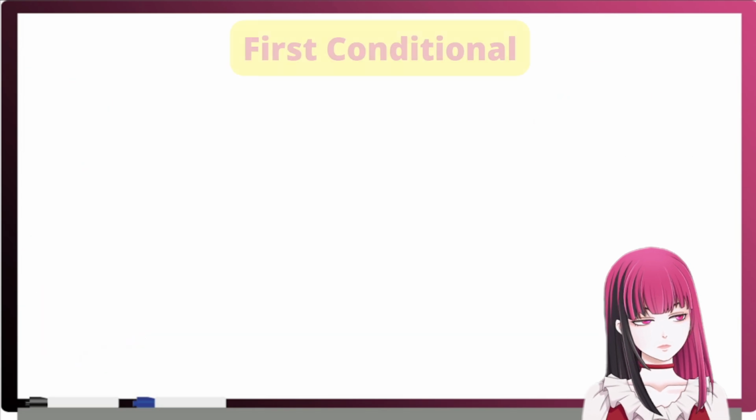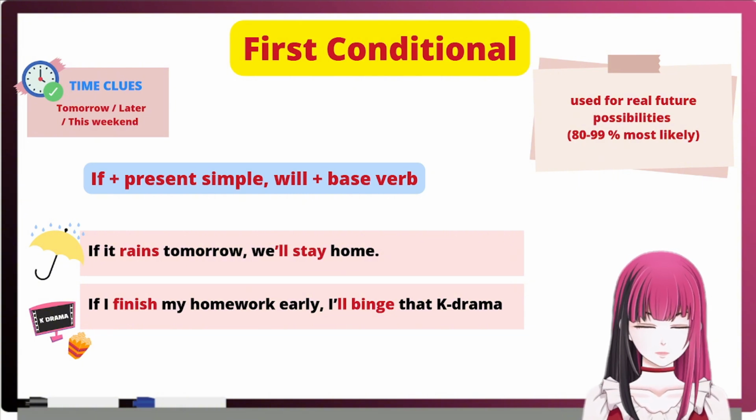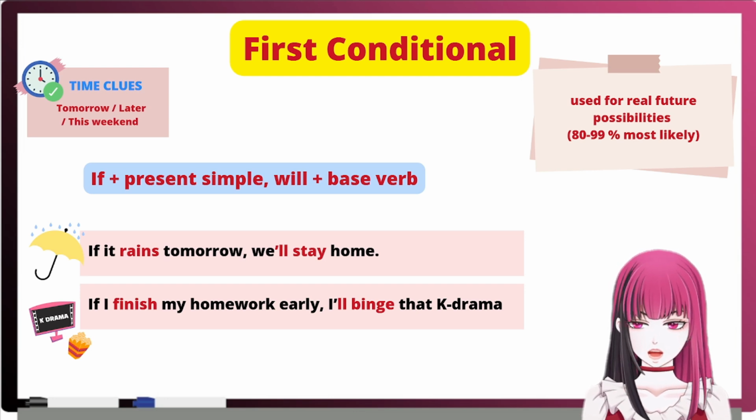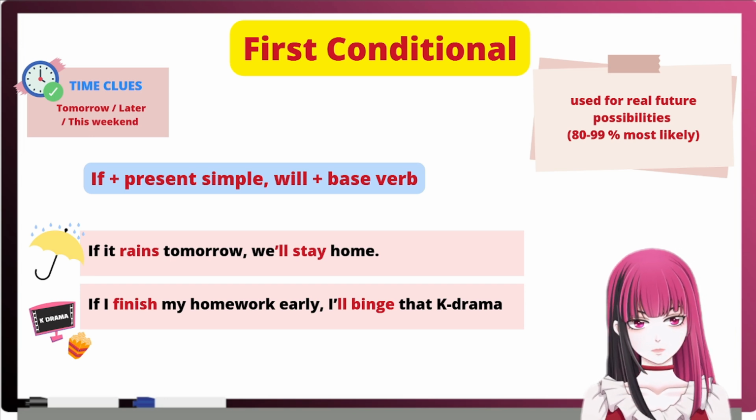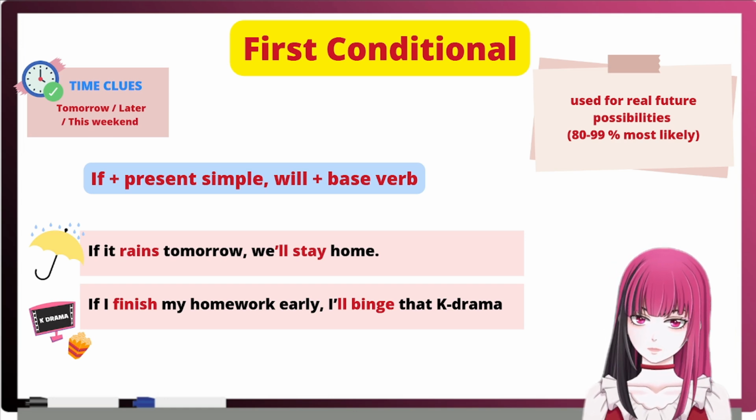The first conditional is used for real future possibilities that are 80 to 99% most likely to happen. The structure is if plus present simple, comma, will plus base verb. The time clues that you will see would be tomorrow, later, this weekend.